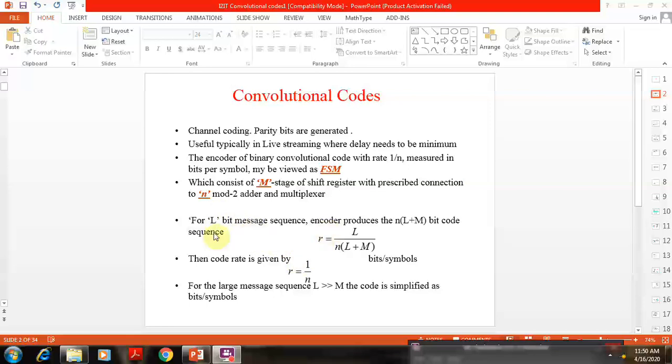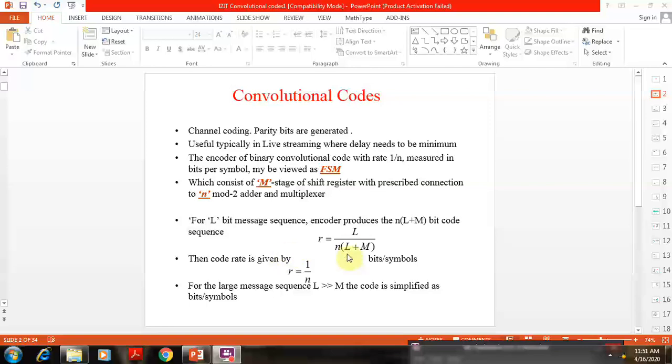What will be the code rate given by the convolutional encoder? It will be L upon n into (L plus m), because we know code rate is given by input bits upon output bits. So I am applying L bits of message sequence, so that will be the input, which is the numerator, and I am producing n into (L plus m) bits of code word. So my denominator is n into (L plus m), that is R.